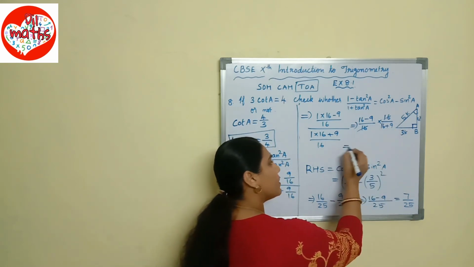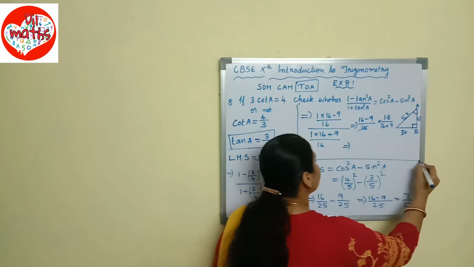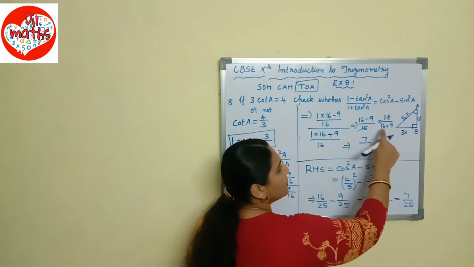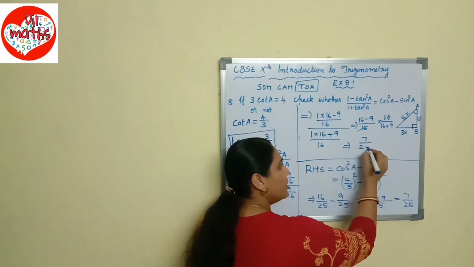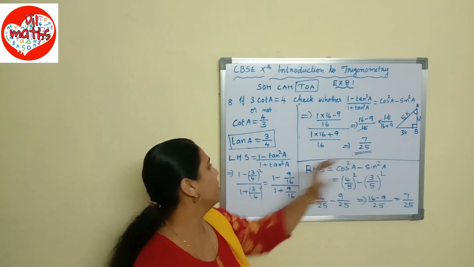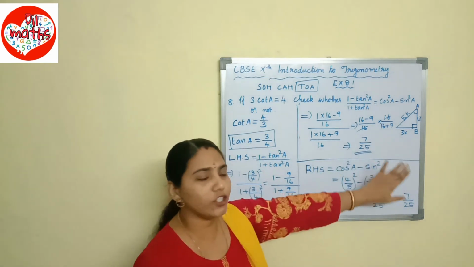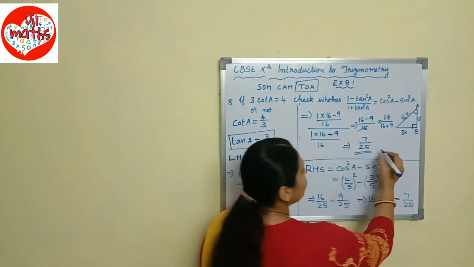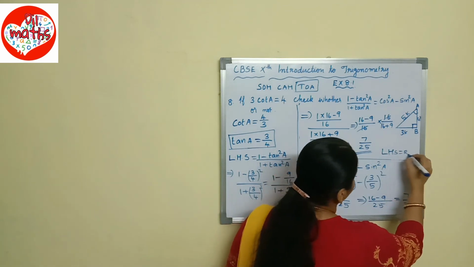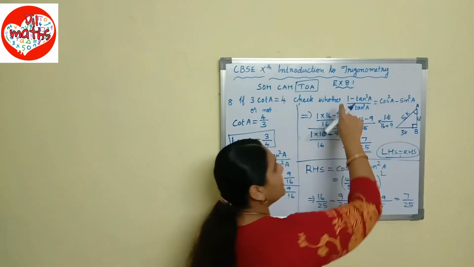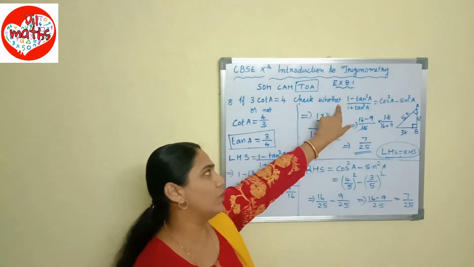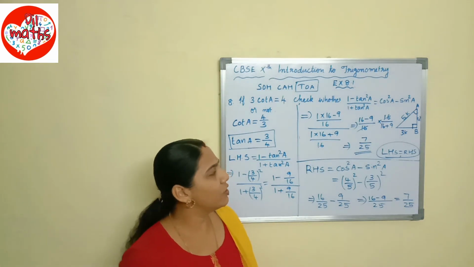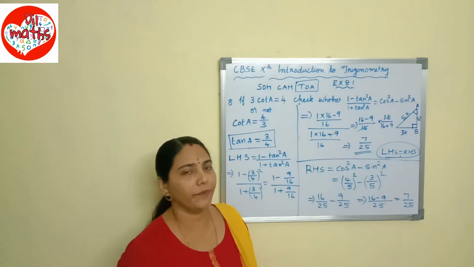And what is 16 minus 9? 16 minus 9 is equal to 7, isn't it? 7 divided by 16 plus 9, which is 25. So the answer we got is 7 by 25. LHS we got as 7 by 25, RHS also we got as 7 by 25. So LHS is equal to RHS. So we can say that the given equation holds. That means 1 minus tan square A divided by 1 plus tan square A is equal to cos square A minus sin square A. Okay students?